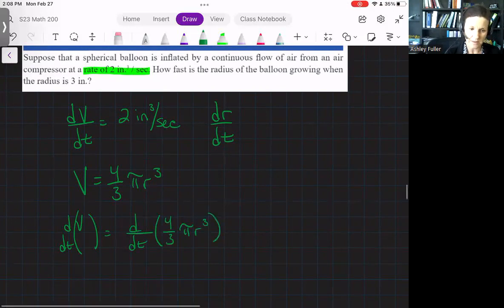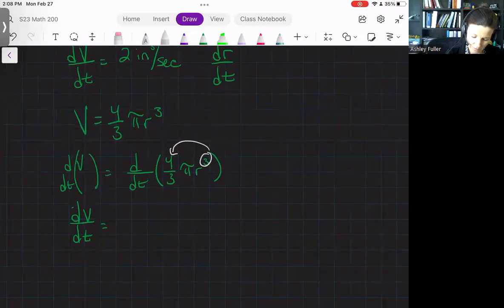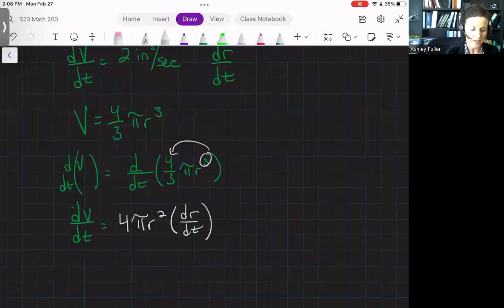And just like we did with x and y, I'm going to have dV over dt. When I take the derivative here with respect to time, remember, we know the radius is changing with respect to time. So the 3 will come out front, which will make that cancel, and we end up with 4 pi r squared. But then we also have to take the derivative of the radius with respect to time.